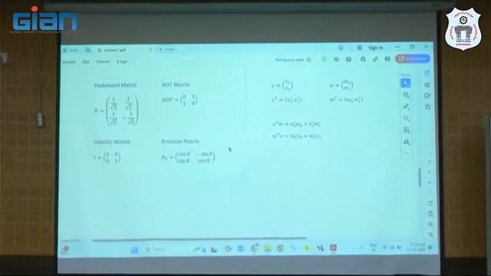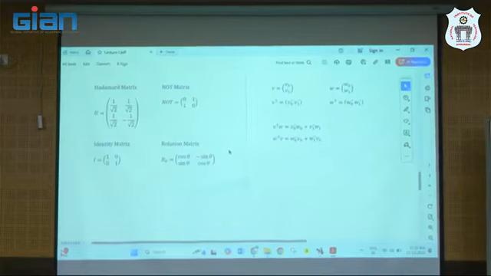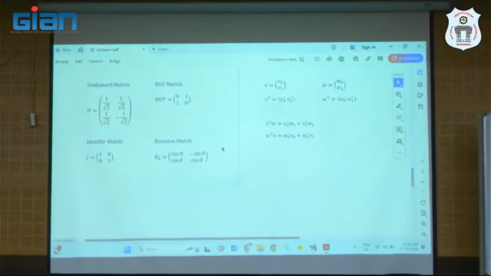The NOT matrix we already saw before, 0, 1, 1, 0. Identity matrix 1, 0, 0, 1. Rotation matrix cos theta, minus sin theta, sin theta, cos theta. What is the L2 norm of this column? 1. Agreed? What is the L2 norm of this column? What is the inner product of the two columns? 0. Agreed? Anybody has any question about that?